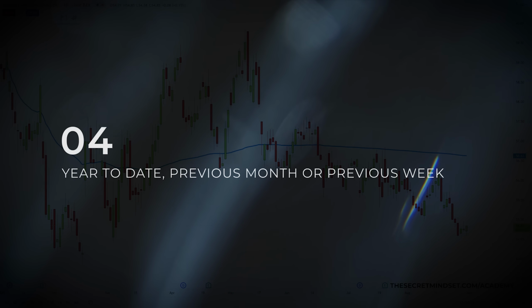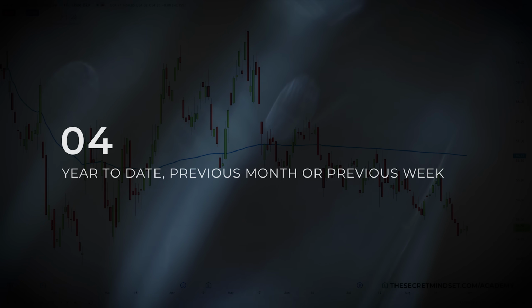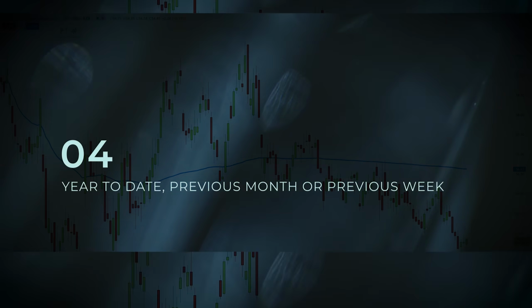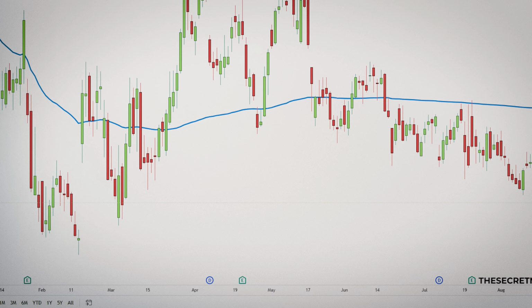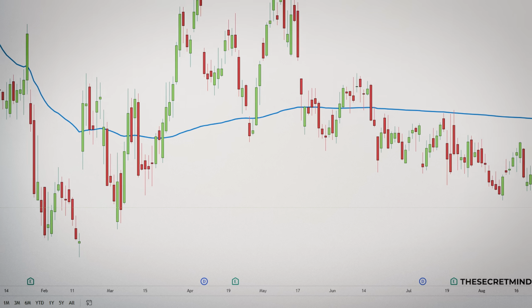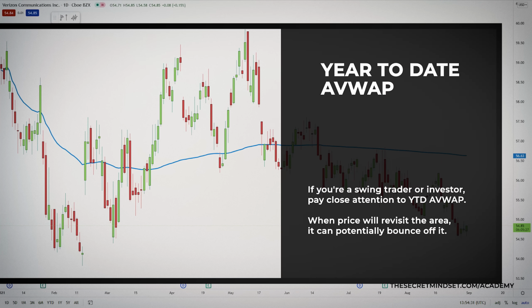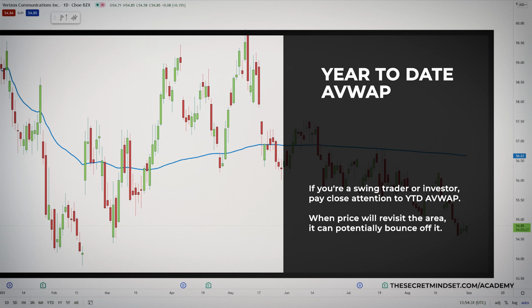Number 4. Year to date, previous month, or previous week. You can actually anchor the VWAP to big starting dates. It's easy if you use TradingView. You just click year to date down here. Then you select the anchored VWAP, and you apply it on the first candle. If you're a swing trader or investor, you pay close attention to this line. When price revisits the area, it can potentially bounce off it.